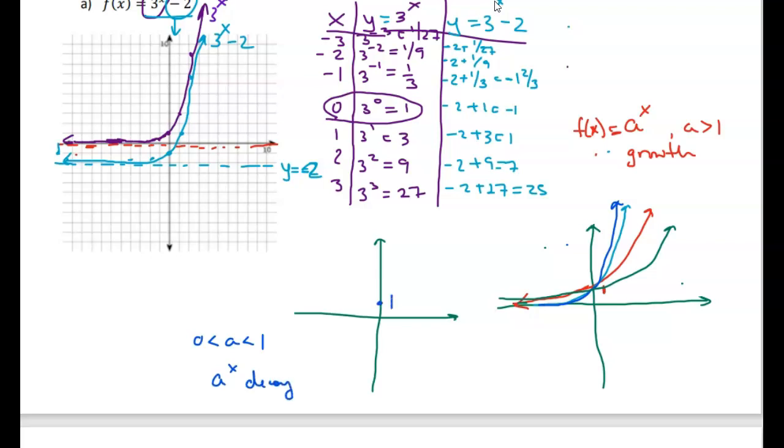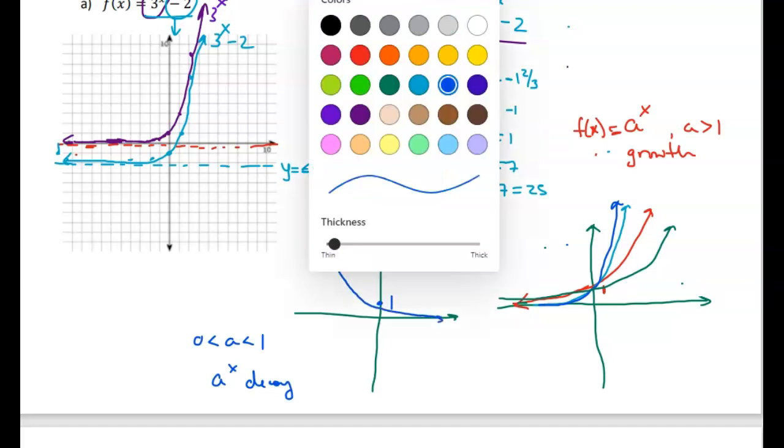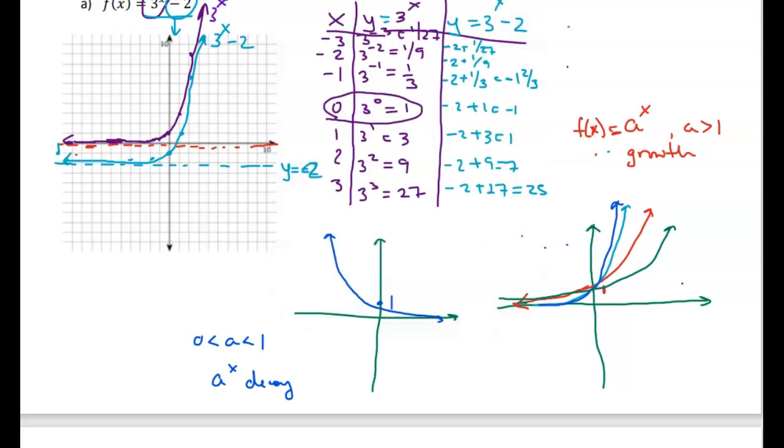It's still going to have the y-intercept here, but it basically turns around. Right? So for any bases less than 1, or between 0 and 1, then it's decaying, it's decreasing. Okay, so as I change that fraction, then you're going to get different steepness.